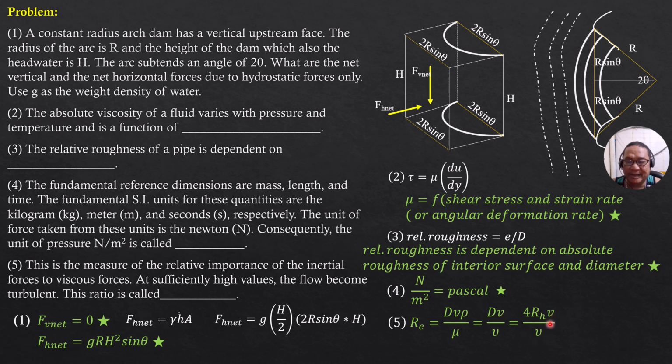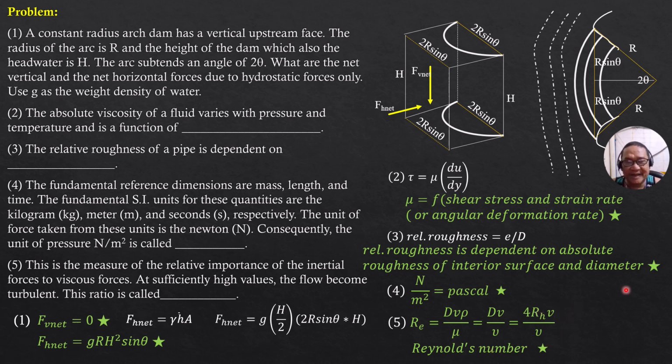The numerator there, though the two symbols are almost identical, there's a little difference. So the numerator is mean velocity of flow, and the denominator is kinematic viscosity. So that is called the Reynolds number.